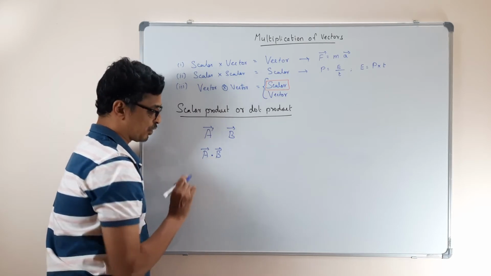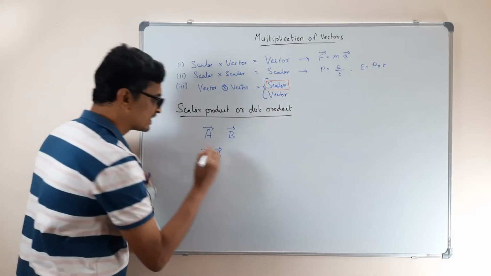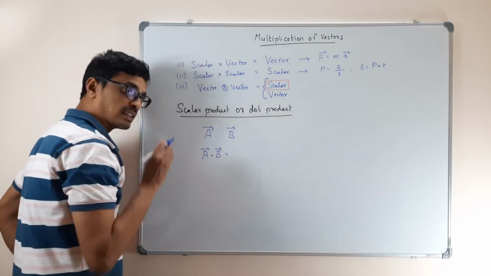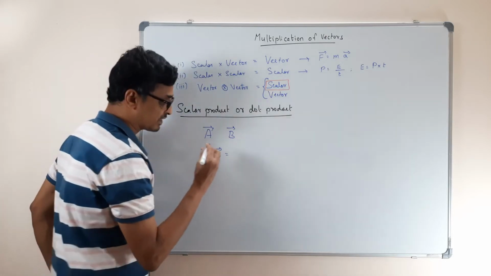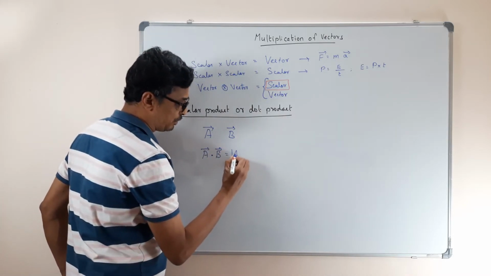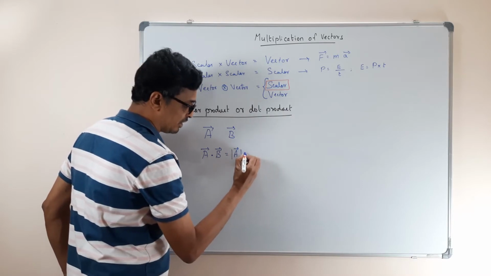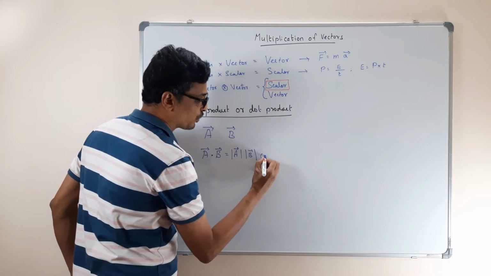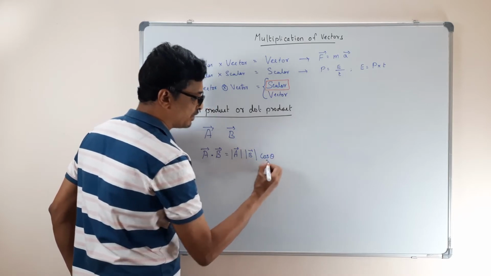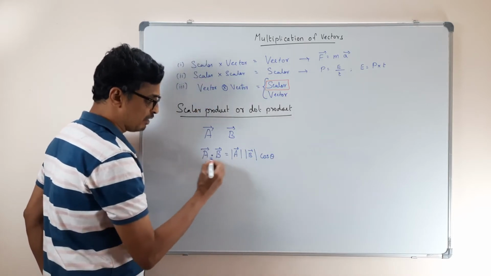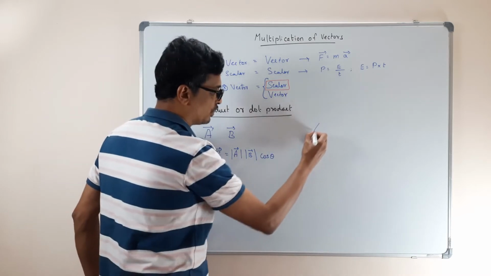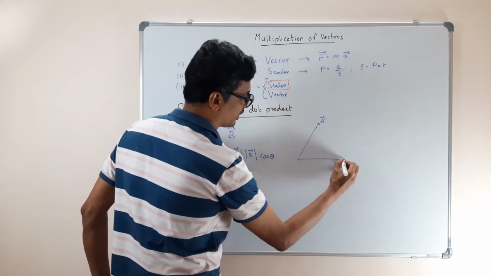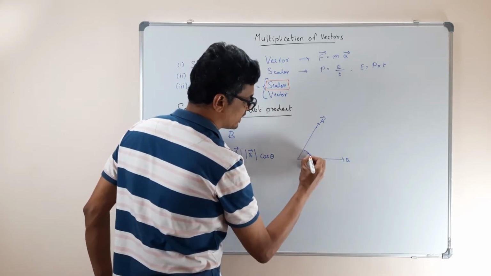Whenever you take a dot product, the resultant will be some scalar. And what will be the scalar? A scalar doesn't have a direction. So the resultant will be the magnitude of A vector into the magnitude of B vector into cosine of the angle theta. Theta is the angle between A and B. That means, let this be the vector A and this be the vector B, so this angle is theta.